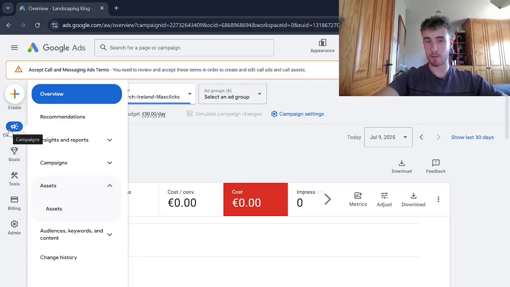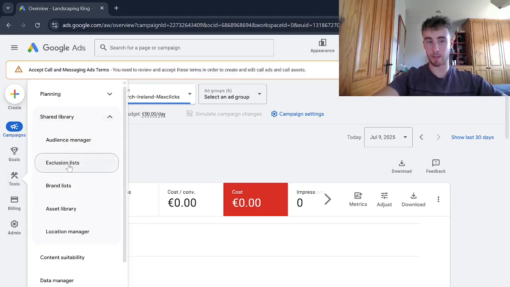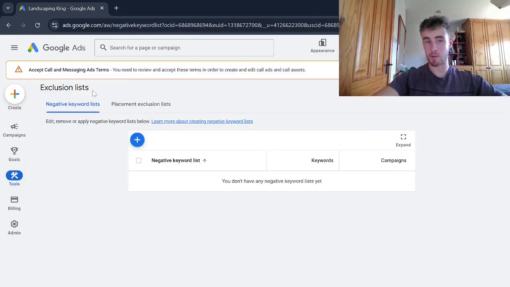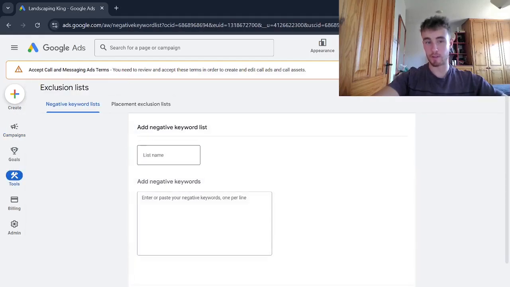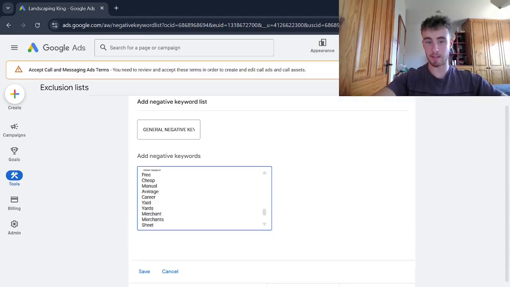And so what we can do with these keywords that we're going to add as negatives in advance is come over here to tools on the left hand side of our Google Ads account and go to shared library and then go to exclusion lists. And then under exclusion lists, we're going to press the blue plus icon and we're going to call this, for example, general negative keywords. And what we want to do then is paste in the list of words or phrases that we want to add as negatives to our campaign from the very beginning, and then press save.